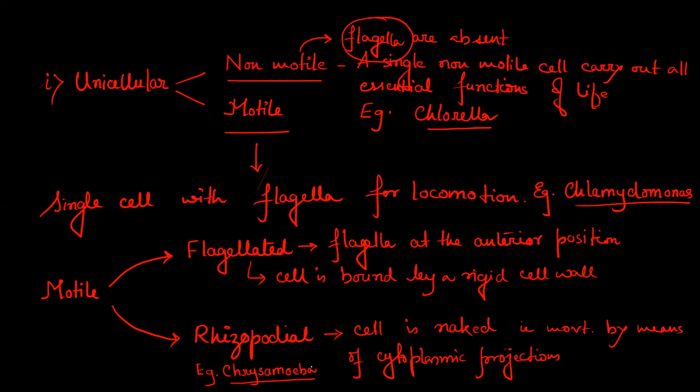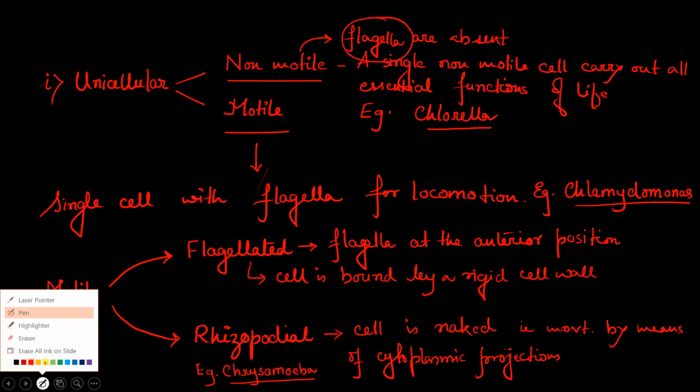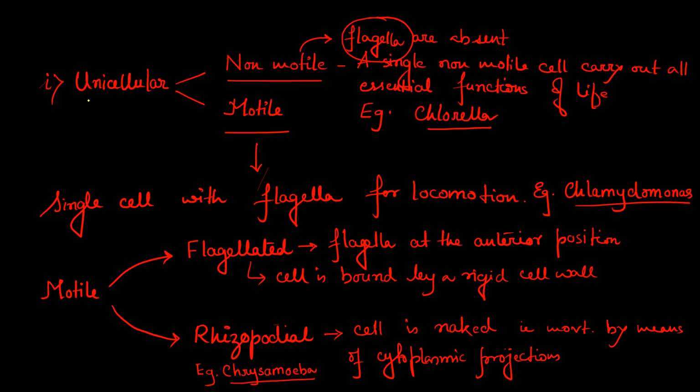All right. So what did we learn over here? Quickly take a note. We had started our discussion with unicellular form. Unicellular form can be divided broadly into two categories: one is the non-motile type and the other is the motile type. In non-motile type, you see a single, non-motile cell. They perform every essential function required. An example is Chlorella. Here flagella are absent, and this is what makes them non-motile.